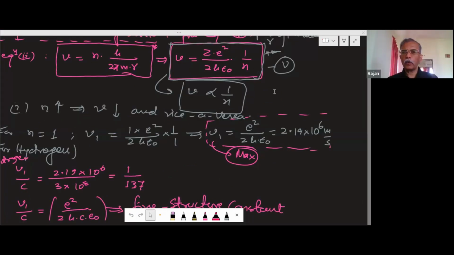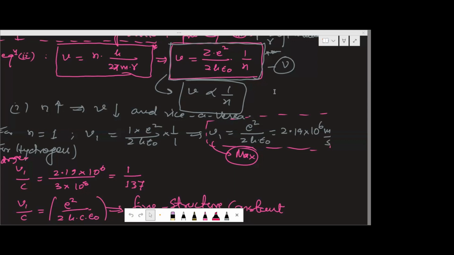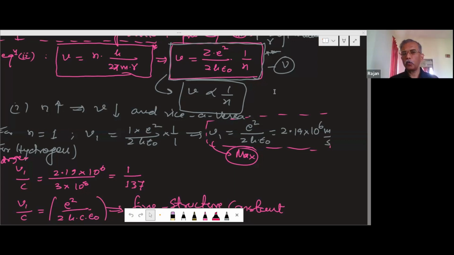So Z E square by twice h epsilon naught and into 1 by m. Are you able to see the board on the top? Question number 5, can you see? Now for hydrogen Z is 1. If they are talking about hydrogen, Z is 1. If we are talking about some other, then whatever Z is there, we'll take it.